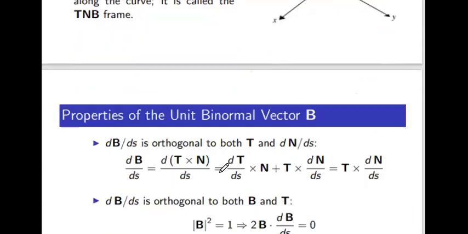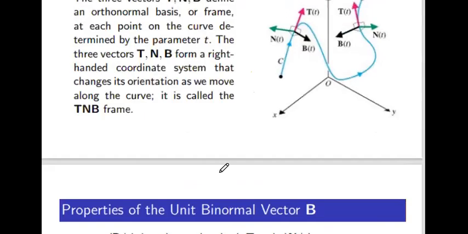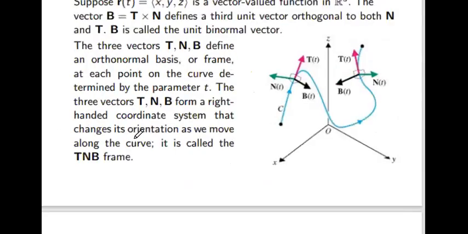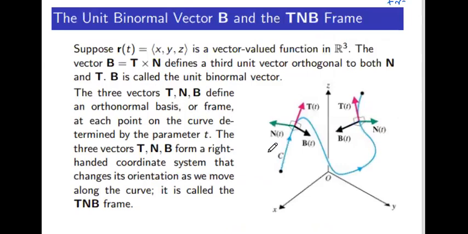So you need an orthonormal basis. They are orthogonal here, 90, 90, 90, and they are unit vectors. This is an orthogonal basis of the frame.